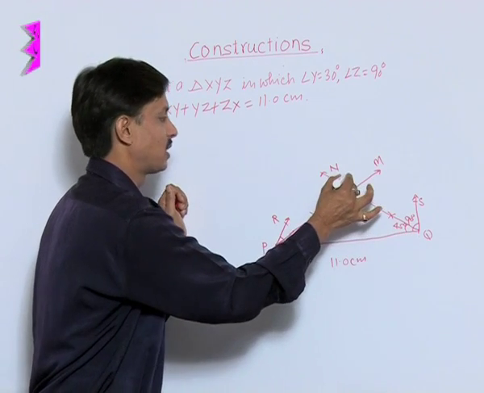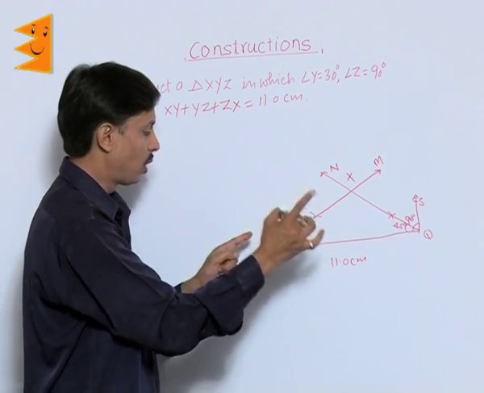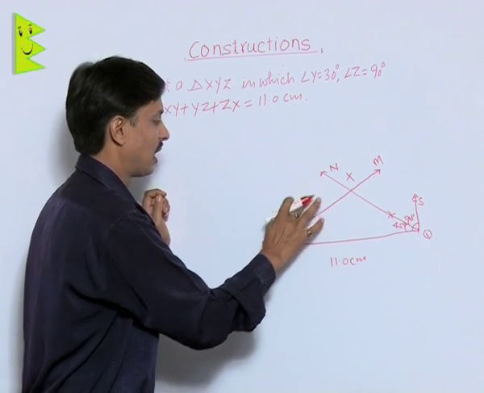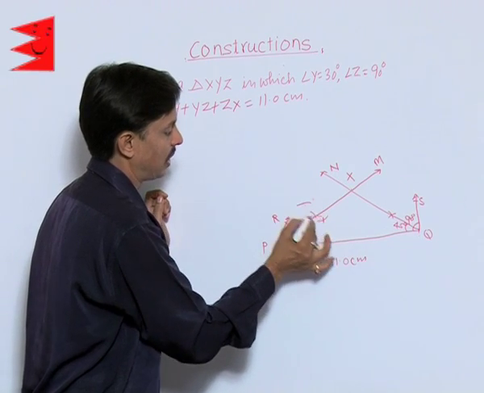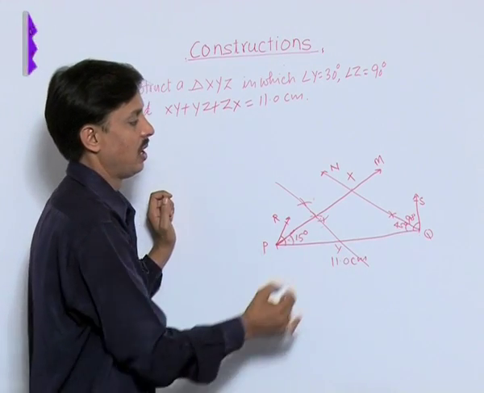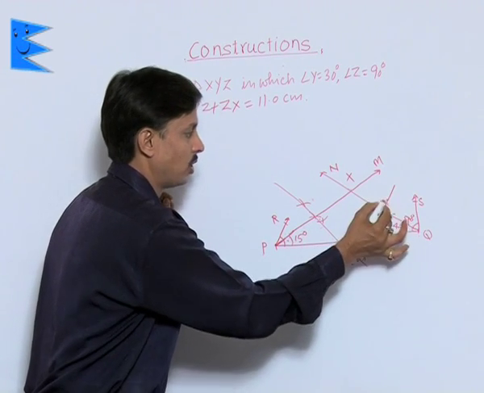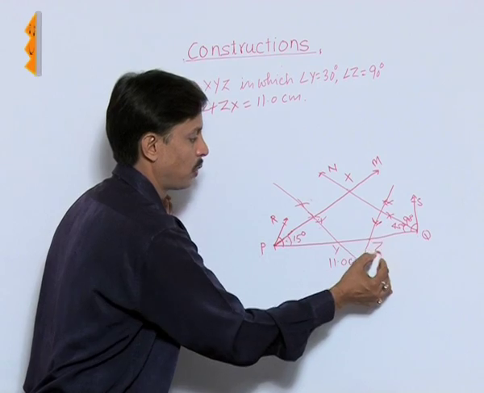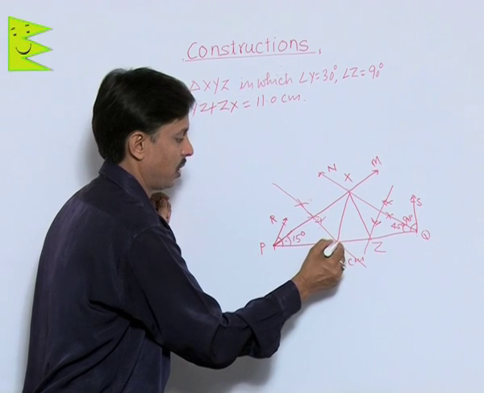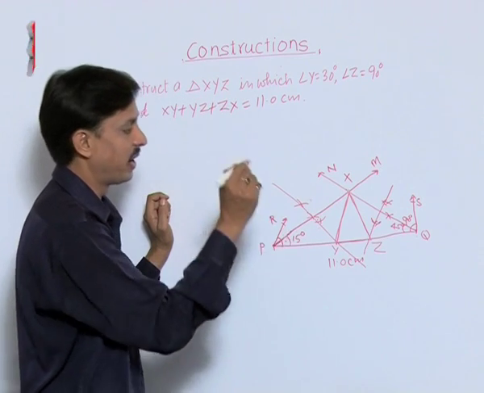Where these two bisectors meet, write down X, vertex X, and now draw the perpendicular bisector of PX. Wherever the perpendicular bisector of PX meets our PQ, write down Y. Similarly, draw the right bisector of XQ. Wherever it meets PQ, suppose this point is Z. Join X to Y and Z. I can darken this triangle XYZ. This is our required triangle.